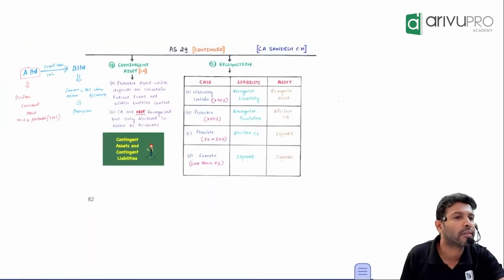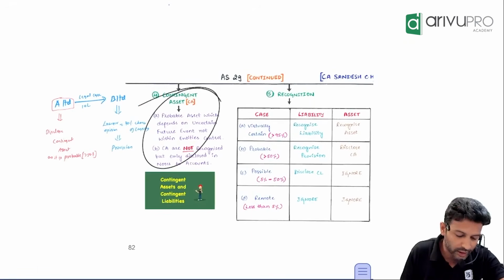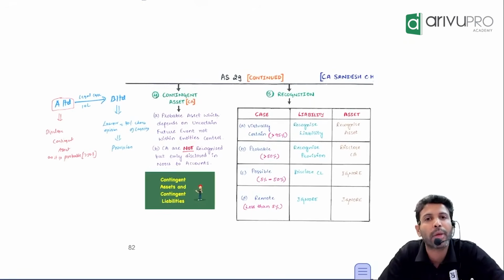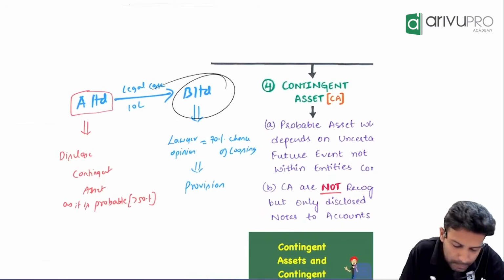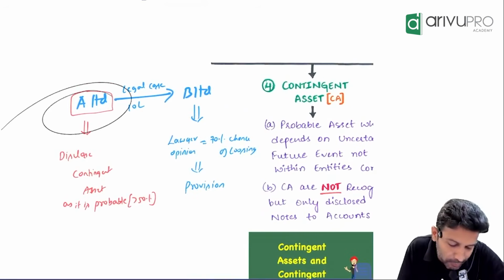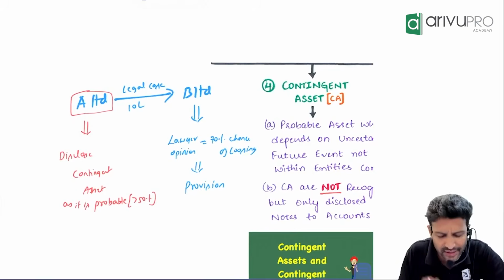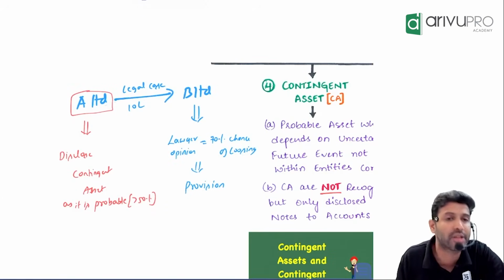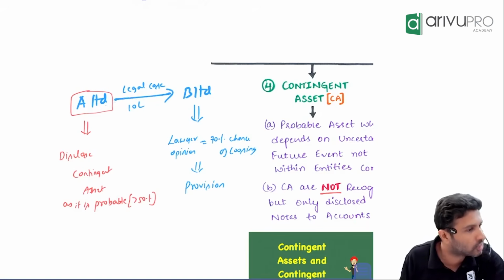So provision over, contingent liability over. One more: contingent asset. Till now we were talking from the outflow side. Now we are talking from the inflow side. Till now we were talking from B Limited's perspective. Now we are talking from A Limited's perspective. Same example. A filed a legal case against B demanding how much compensation? 10 lakh for patent misuse.